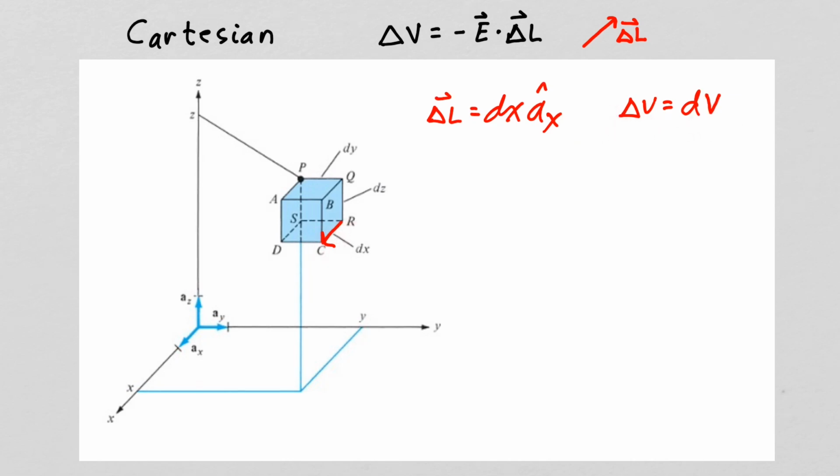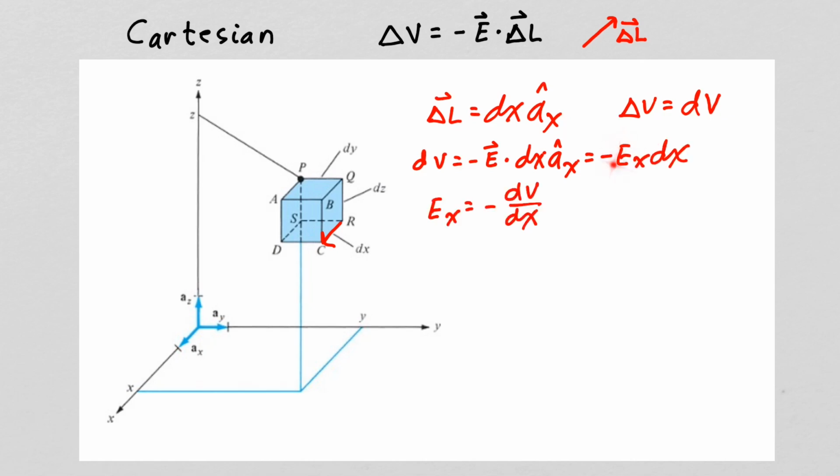We have the dot product between the electric field intensity and a unit vector in the x direction, which will just give us the x component of the electric field intensity. We can solve for E sub x and find that it is equal to minus dV/dx. We now adjust the probe to be of length dy in the y direction. The drop across it is dV.